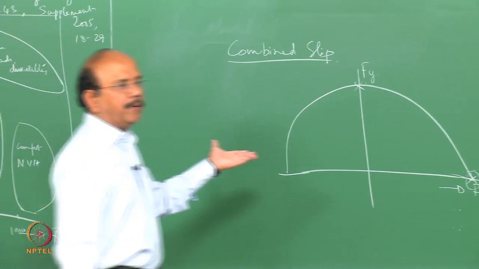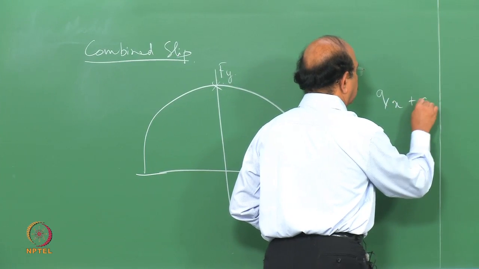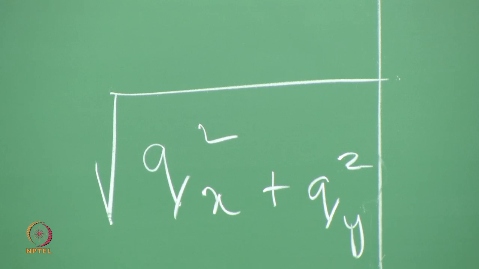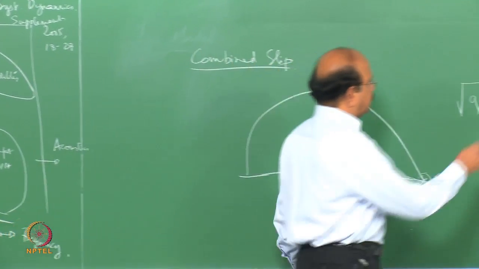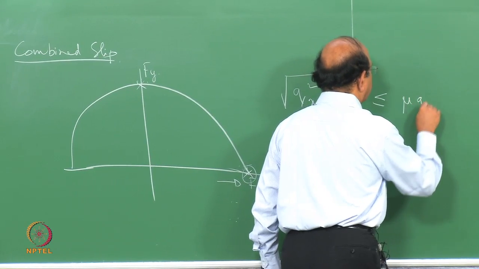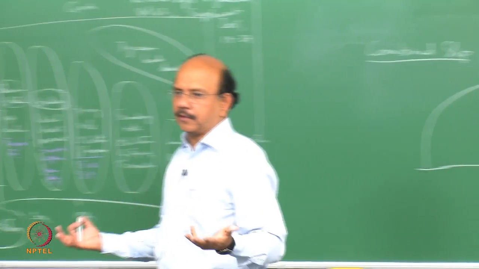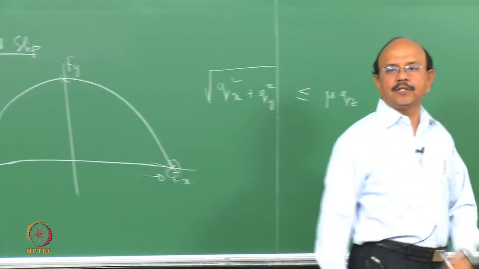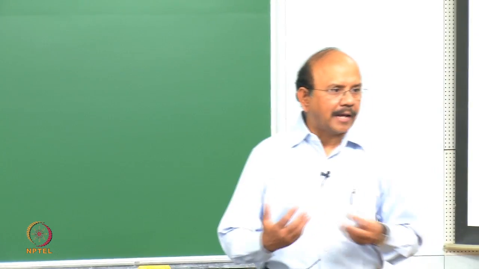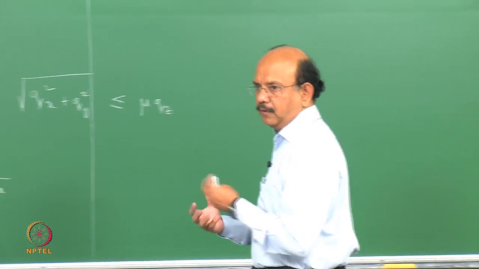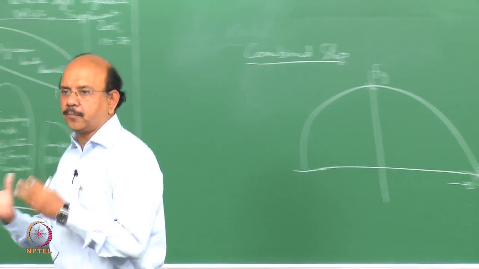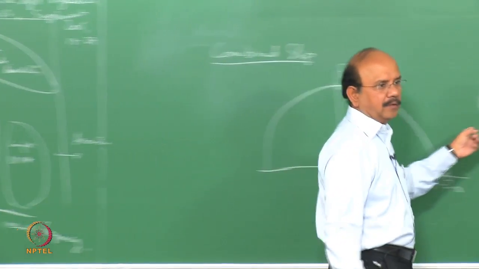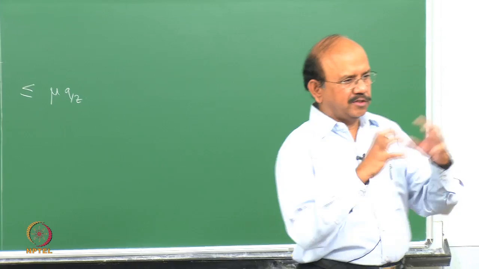Because this is nothing but the force, the square root of qx squared plus qy squared, that's the force per unit length, which should be less than or equal to mu into qz per unit length, where qz is the normal force per unit length. And if you give it like this, actually it should be a circle. But qx and qy need not be the same. The forces in the longitudinal and the lateral direction need not be the same because the forces are split in the ratio of the slip and so on. So practically this wouldn't be a circle, but it would be a sort of distorted ellipse.